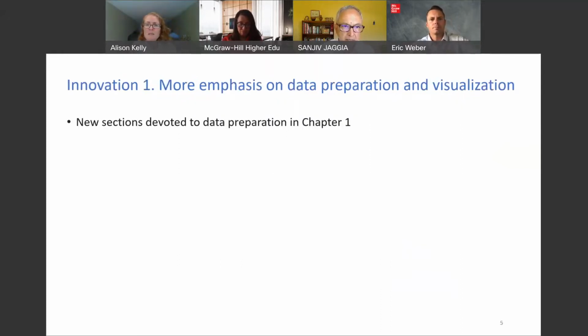So what have we done in terms of data preparation and visualization? Well, right from the start, we devote some time now to data preparation, something that I would call baby data wrangling. We don't go into as much depth as we do in our other textbook, but we feel that students need to have some exposure to looking at raw data and making some interpretations with that, making some preliminary insights into data preparation.